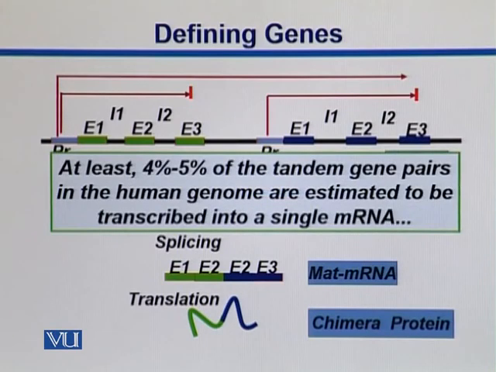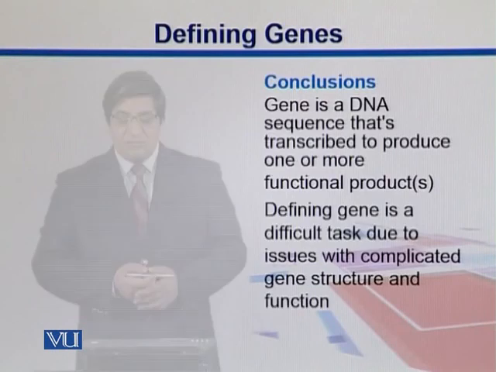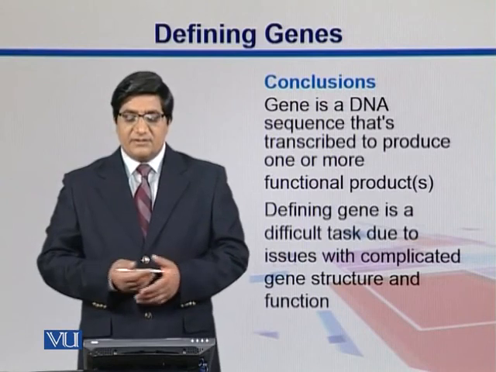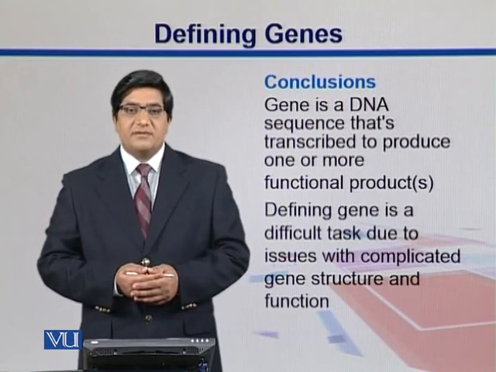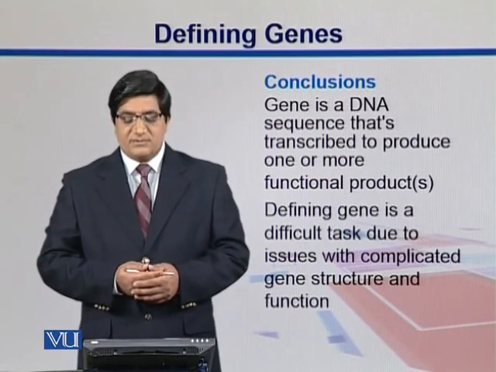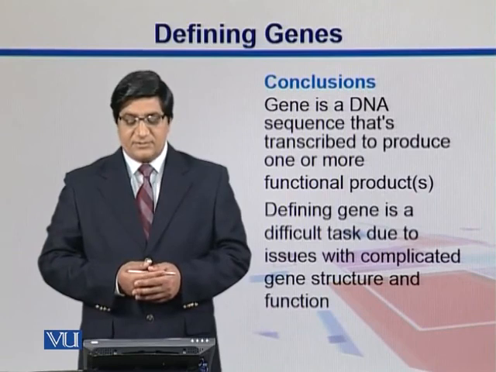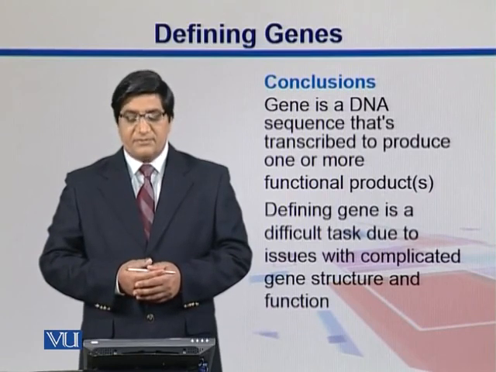About 4 to 5% of tandem gene pairs, the gene pairs which are located together, are estimated to be transcribed into a single messenger RNA. So that is the situation where chimeric products are there, and these kinds of events make it hard to do gene prediction. So a gene is a sequence of DNA that is transcribed to produce one or more functional products, and we see in this section that defining a gene is a hard task, and it's difficult due to issues with complicated gene structure and function.